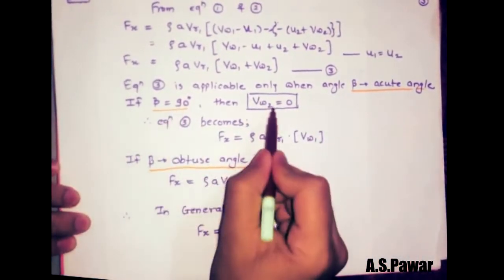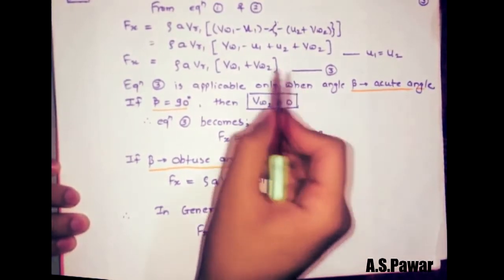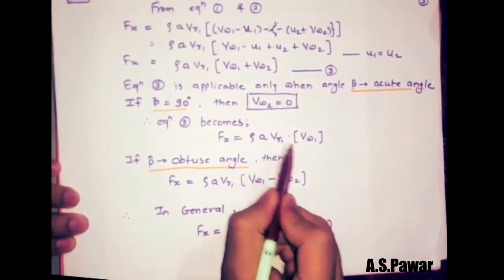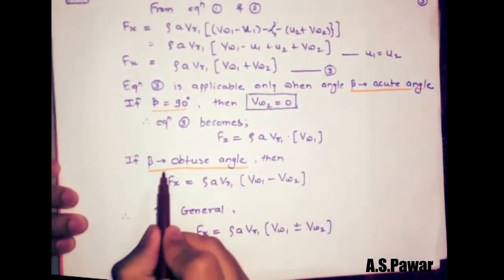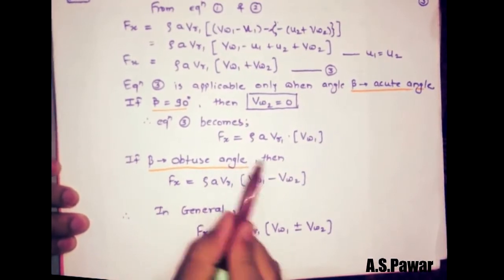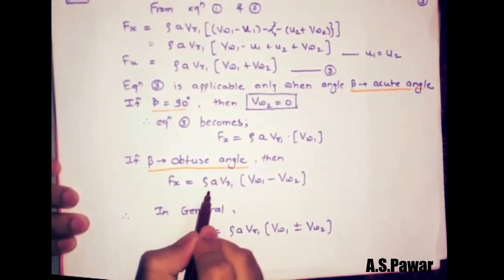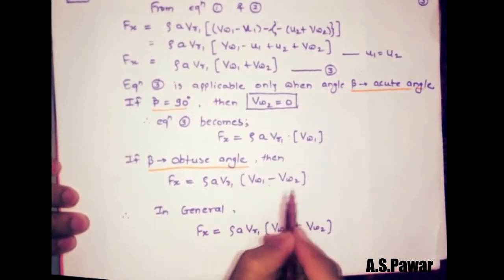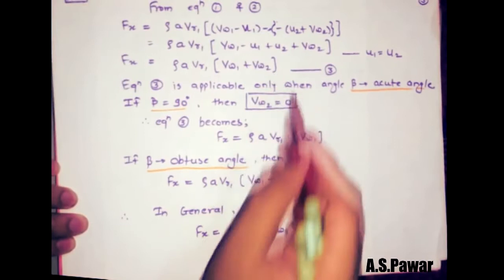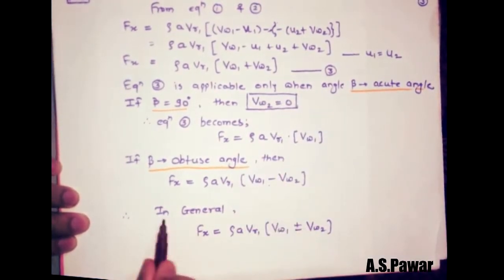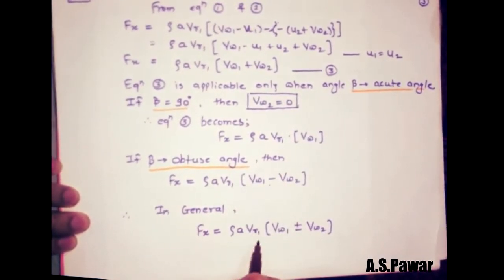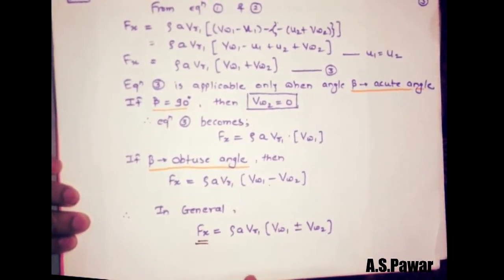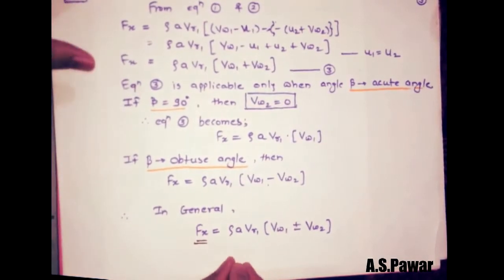If beta is 90 degrees, then vw2 becomes 0, and we put that value in equation 3 and modify it as Fx equal to rho a vr1 into vw1. Third case, if beta is an obtuse angle, that is more than 90 degrees, then Fx will be equal to rho a vr1 (vw1 minus vw2). If we combine these cases, we can write Fx as rho a vr1 (vw1 plus or minus vw2). This is the method by which we can find the force in the x direction.